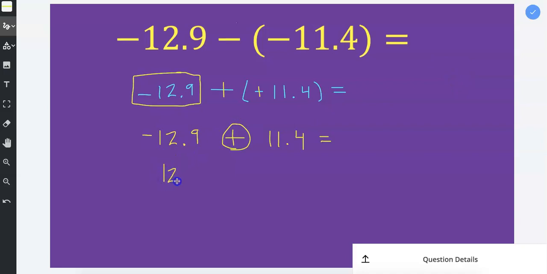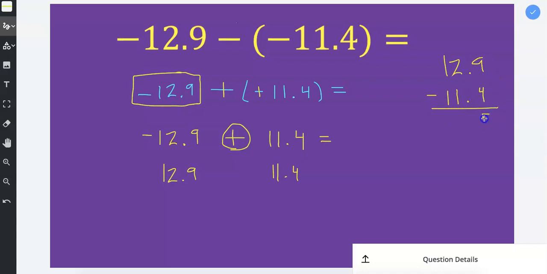The absolute value of negative 12.9 is 12.9. The absolute value of 11.4 is 11.4. So now that they're both positive, we can compare them. 12.9 is larger than 11.4 in terms of absolute value. So we're going to put 12.9 at the top and the 11.4 underneath, remembering that the decimals have to line up when you're adding and subtracting with decimals.